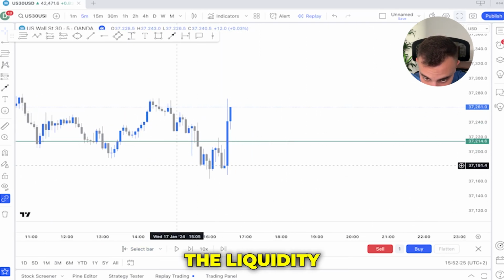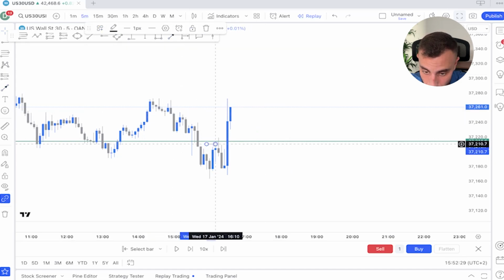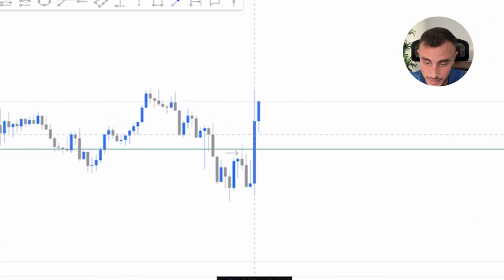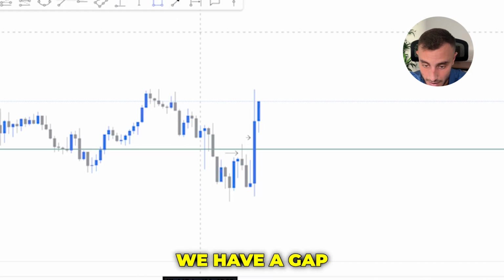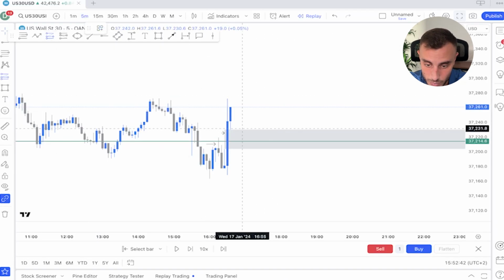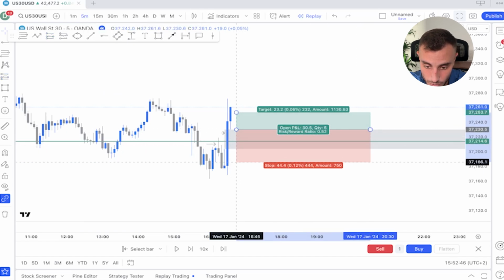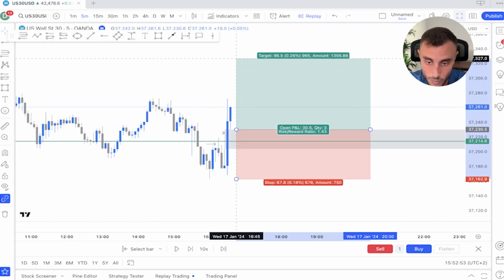It swept the liquidity. It had the first market structure shift here, okay, but there was no gap, so we needed to wait. And then it had the second market structure shift right here. And this time we have a gap as well. Very beautiful gap right here. That means that we will take a buy limit right here. The stop loss would be right below the low, which is right here. And then the take profit at a 1 to 2 risk to reward ratio.